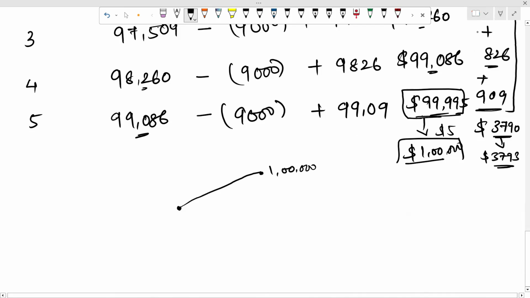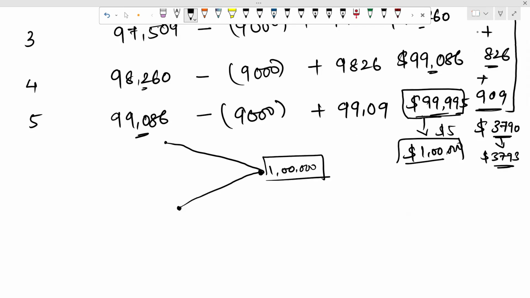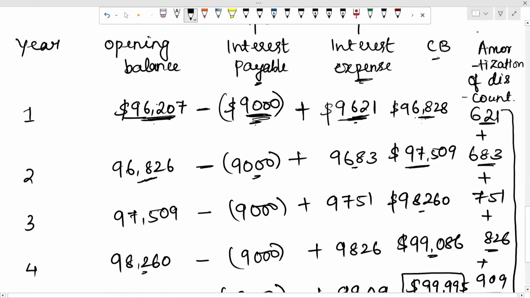Let's say the bonds are issued at a premium. Let's say something greater than 1 lakh. Then what will happen? Every year, the value of the bond will decrease. And then at the end of the day or at the time of maturity, it will reach this face value 1 lakh. Now here we have to understand a few things.